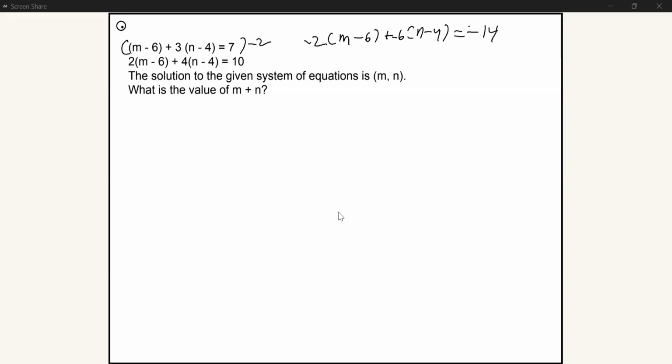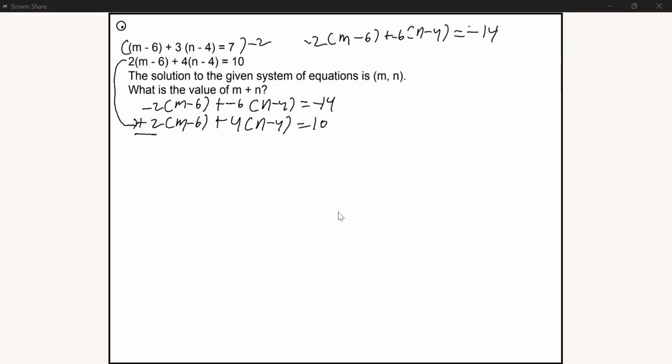Okay, so now you add that to the second equation. So let's do that here. -2(m minus 6) plus -6(n minus 4) equals -14. And then let's write the second equation right below, 2(m minus 6) plus 4(n minus 4) equals 10. And we're just going to add everything. So these cancel, which is beautiful. This, right, you'll just do -6 plus 4, which will get you -2(n minus 4) equals -4.